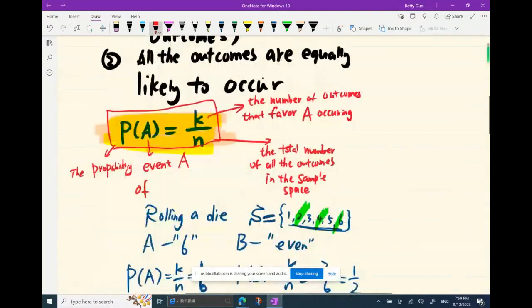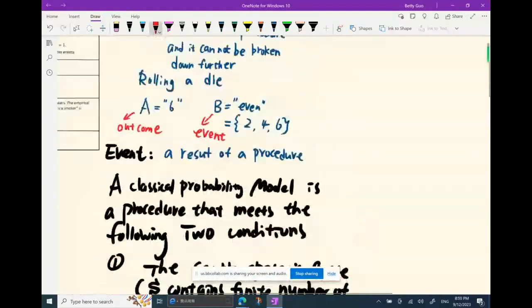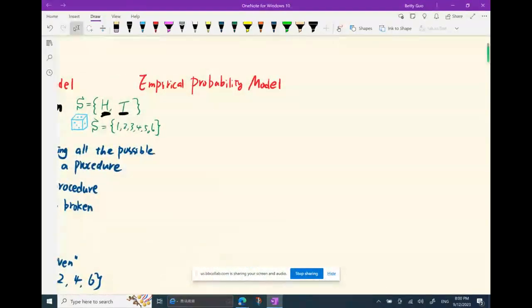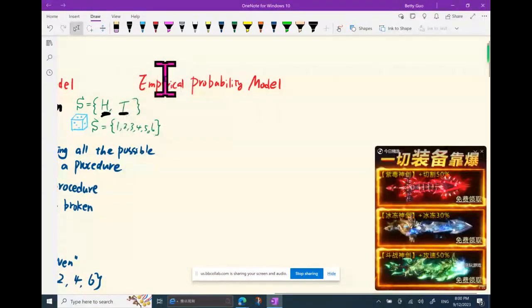All right, if you guys do not have any questions about the classical model, we're going to look at an empirical model, okay? We're going to look at the empirical model. The second definition is the empirical probability.